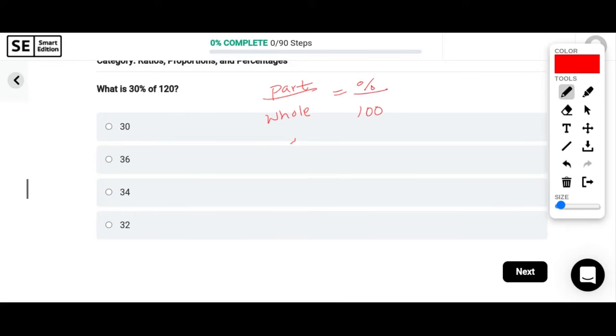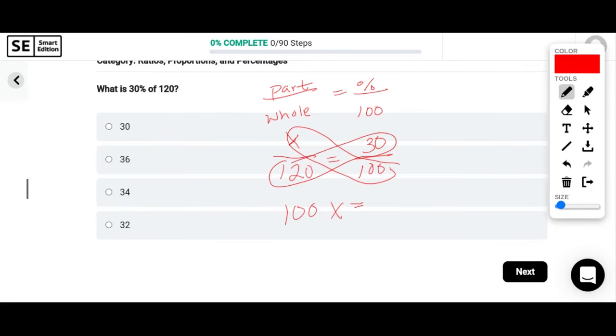I don't know the part for this one, it looks like. What is 30% of 120? So I don't know the part. I'm going to call it X. 120 is my whole. My percent is 30 over 100. Okay? So then I'll just cross multiply. 100 X equals 30 times 120, which would give me 3,600. And then I just divide by 100, and I get X equals 36.